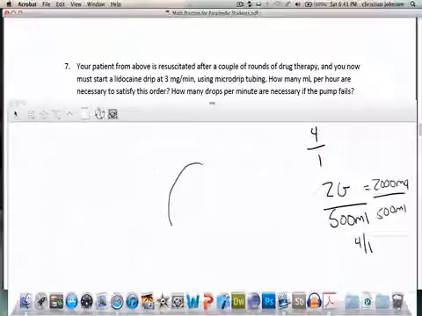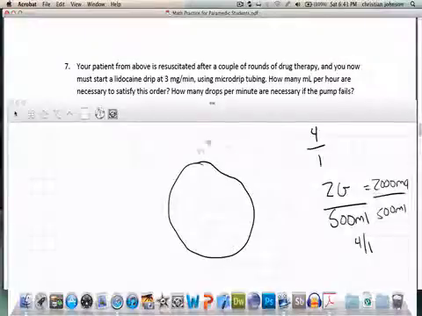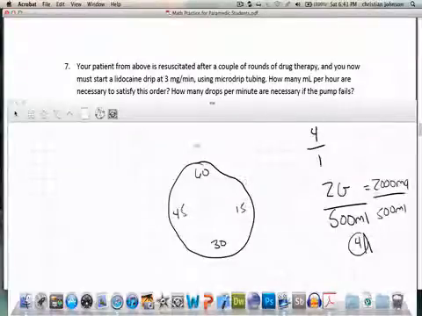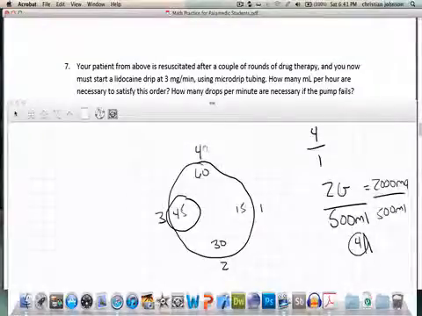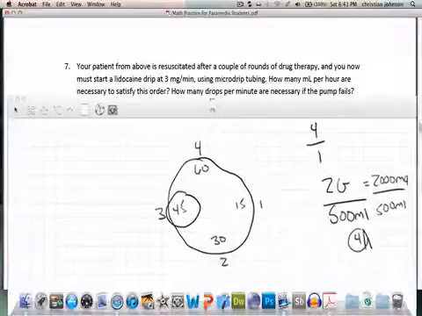Let's go back to my clock. All right. 60, 30, 15, 45. On the top of my clock goes this top number. 4, 1, 2, 3. I want to give 3 milligrams a minute. My drip rate is 45 drops per minute. That's the clock method. Let's do this again using our formula.